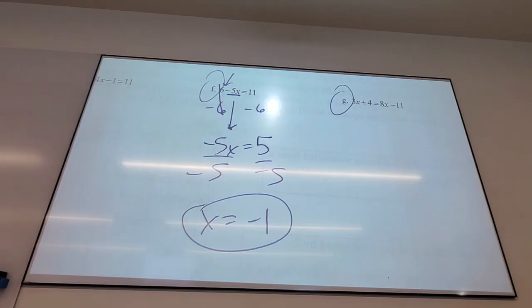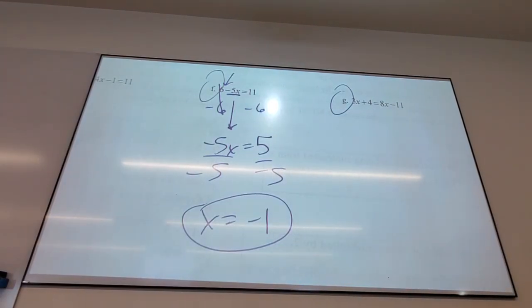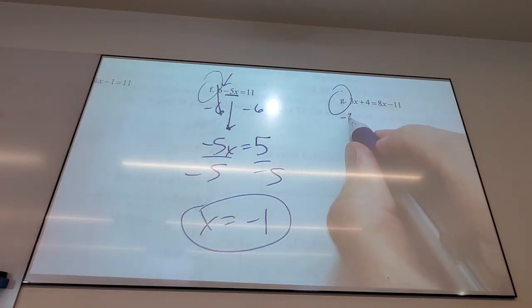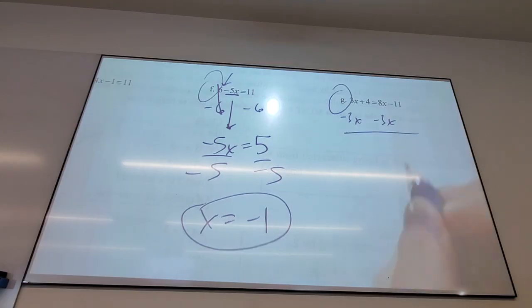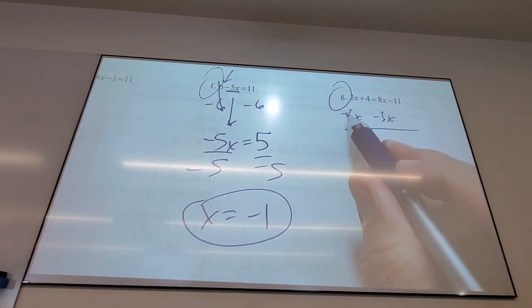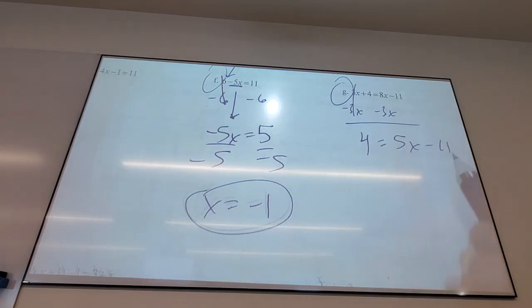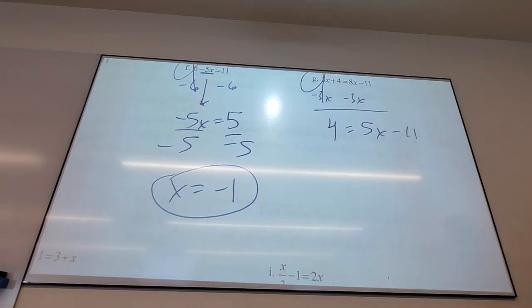I always try to keep my x's positive, because negative divided by negatives is somewhere that humans can make mistakes, or so I've heard. So if I subtract 3x, my x's stay positive, yes? It doesn't matter. You could subtract 8x. It really doesn't matter. Now where do I move what? What's in the wrong place?